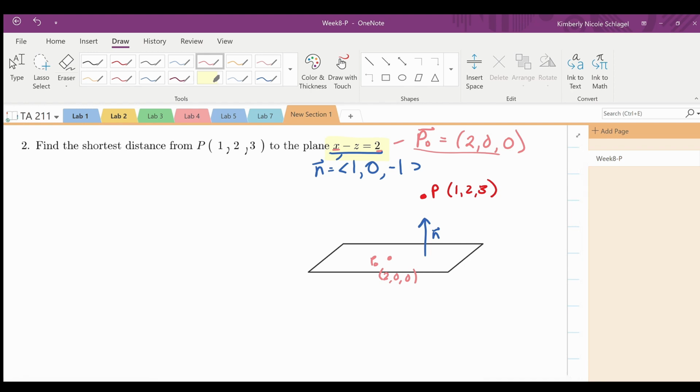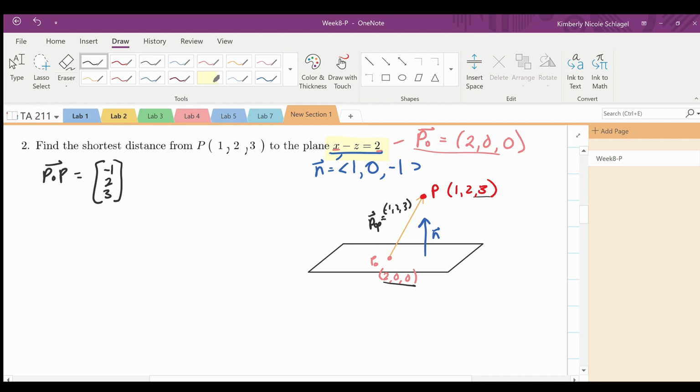My second step, I'm sure you guys are pretty used to this by now, is to find P0P. So I'm going to find this vector here, P0P. Let's do that over here. P0P equals, and once again, I'm just subtracting, taking this and subtracting this one. So I'm going to end up with (-1, 2, 3). So this is my P0P, equal to (-1, 2, 3).